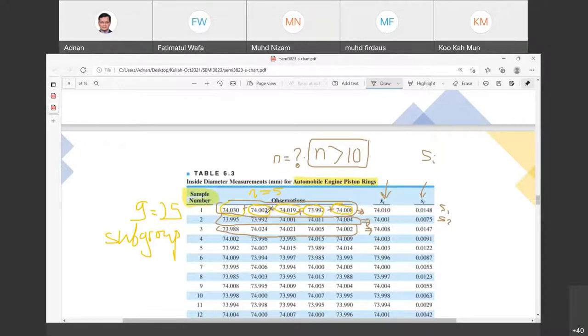But it shows you 5. Why? Because to make the calculation simple. But it should be 10. Okay, assume that n is enough. We have to assume that n is sufficient to use the S chart. So how to get S then?